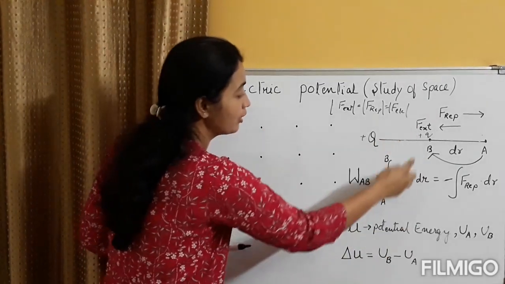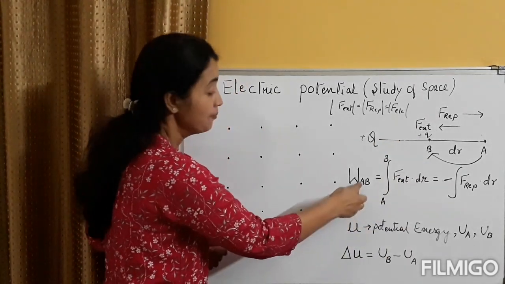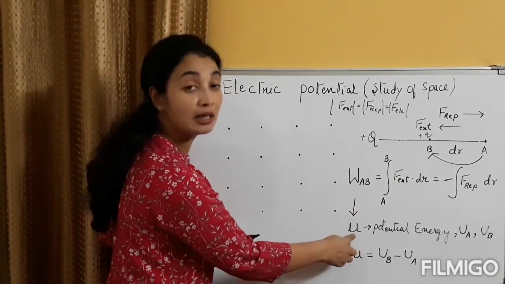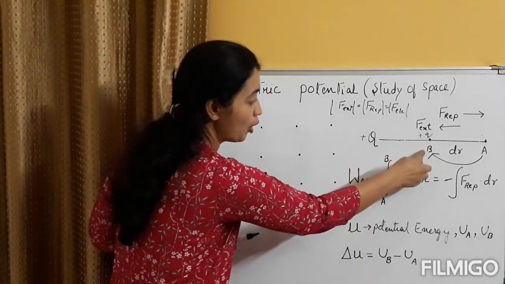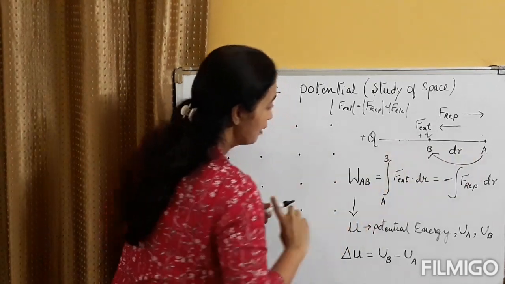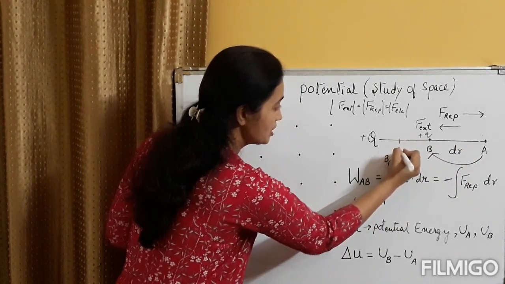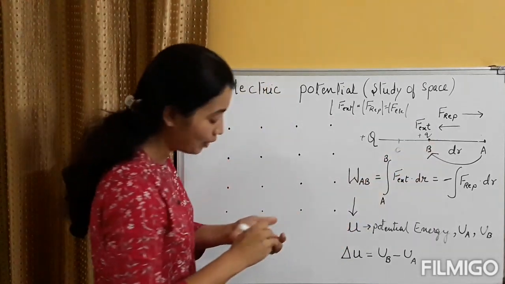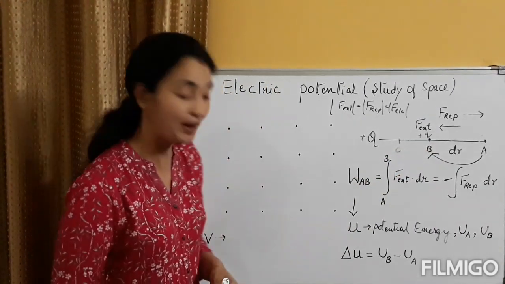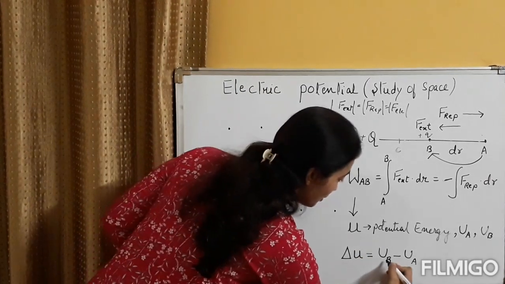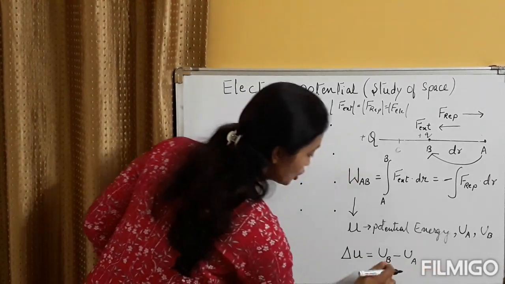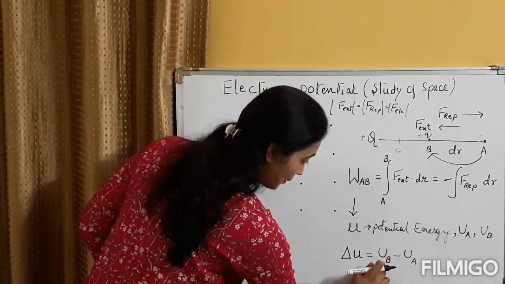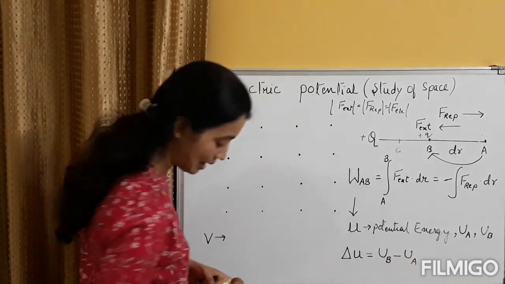So when F external increases, work done increases. When work done increases, potential increases. So potential at the point B will be greater than that at A. If I take any other point at random, C here, then the potential at this point C will be still greater than the potential at the point B. So potential difference will be UB minus UA, which is potential energy at B minus potential energy at the point A.